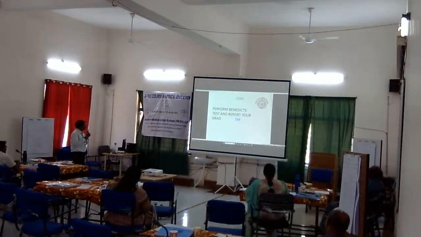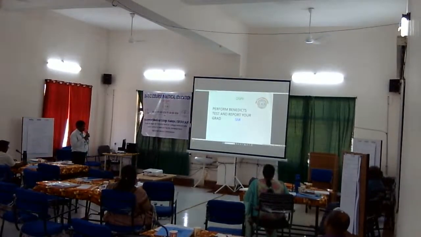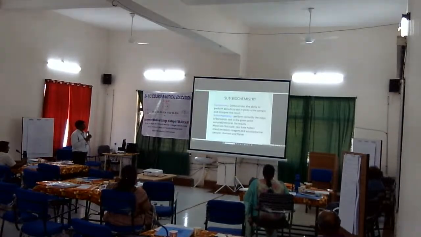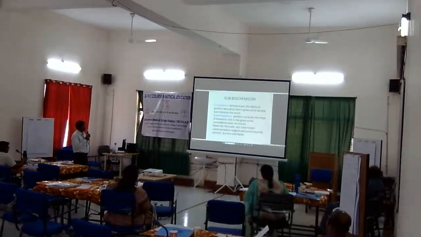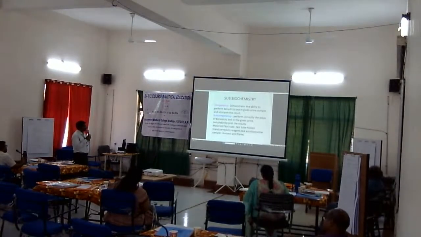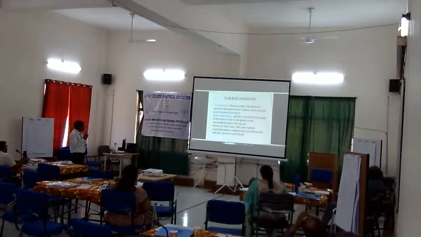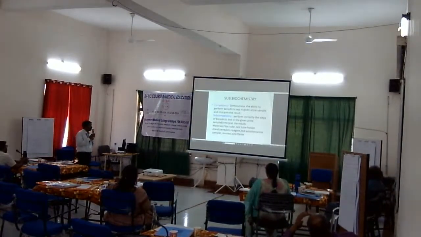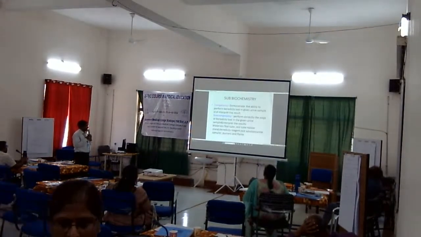I will give an example. The task is to perform a weighting test and report your grade. Marks distribution is 5 marks. The competency is to demonstrate the ability to perform a weighting test on a given urine sample and interpret the result. The sub-competency is to perform correctly the steps of weighting on a given urine sample and interpret the results. So what are the materials used for testing the weighting?